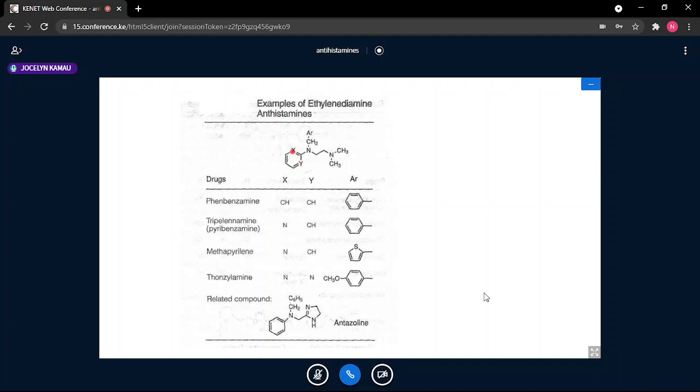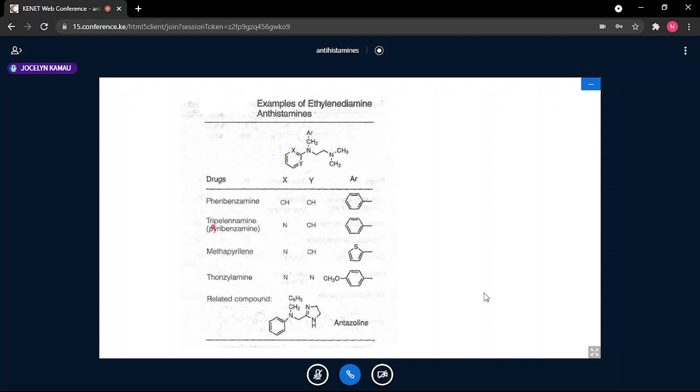X and Y are both carbons, and of course this is a phenyl ring. So phenbenzamine, phenyl and benzyl amine, this is phenyl benzyl amine. Phenbenzamine is a prototype in that group. It does not have very good activity, it had very low antihistamine potency. So there was need for structural modification to see whether we could get better activity.